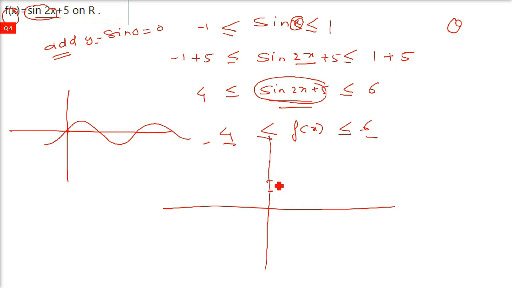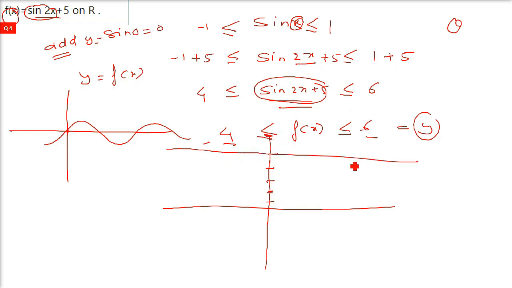If you just mark it by your bare hand and mark 4, 5 and 6, this graph is going to cut the y-axis at 5, and this graph is going to be in between 4 and 6. The lowest limit is 4, that is the minima, and the highest limit is 6, which is the maxima. This is the line I'm just making in order to show you the significance of this graph.